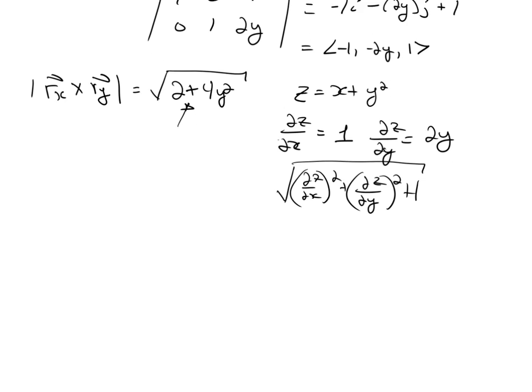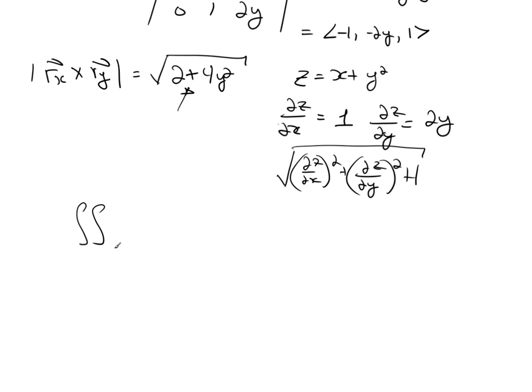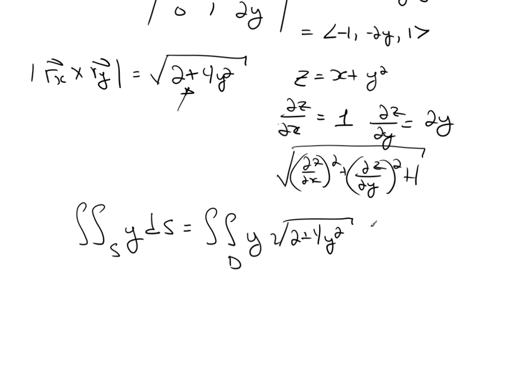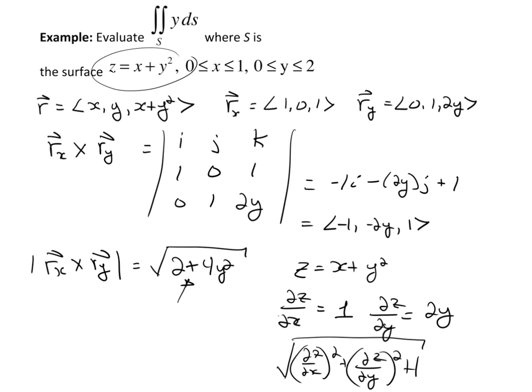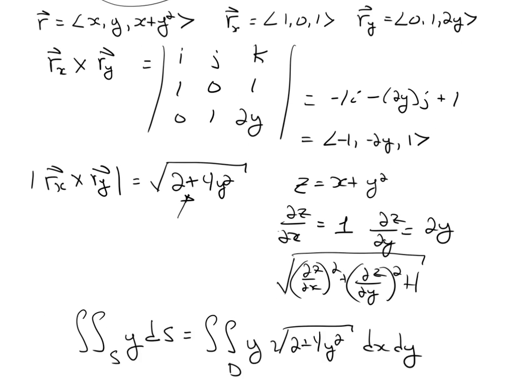So the double integral over the surface of y dS is equal to the double integral over the domain of y, which was parameterized as y, so it's staying y, times the square root of 2 plus 4y squared. And I'm going to go dx dy. And what was x? X 0 to 1 and y was 0 to 2.